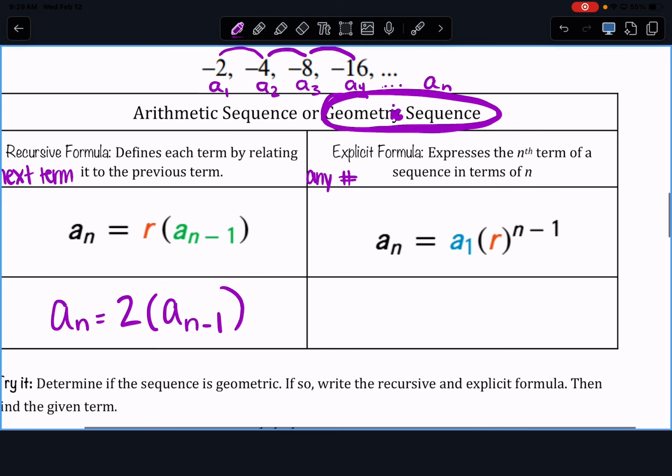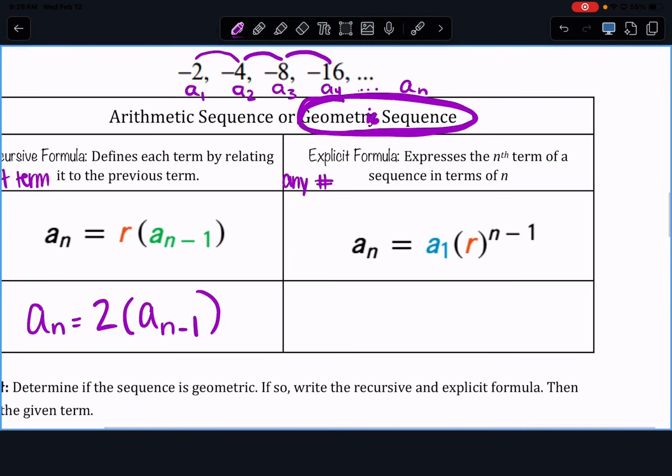Okay. So in this one, I need our initial term and our common ratio. What's our initial term? A1. Which is what? And we're going to multiply that by what's our ratio?